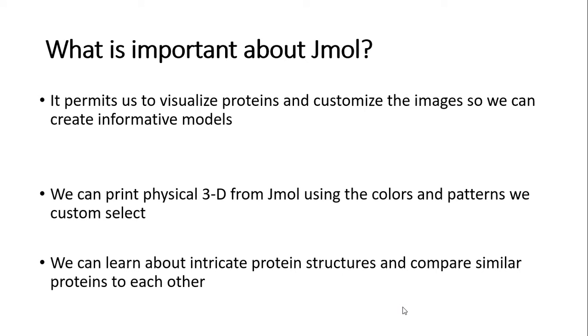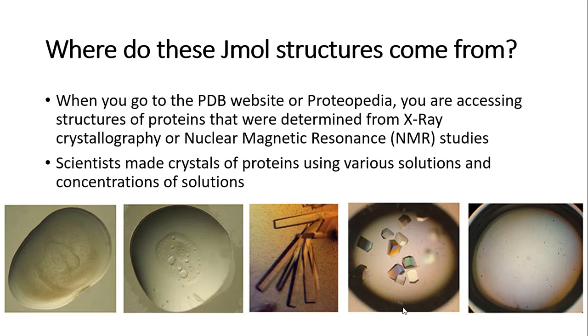And then we can actually print physical 3D models from JMol using those colors and patterns. And then we can figure out what the different structures look like. We can learn about intricacies in the proteins and compare similar proteins to each other. Okay, so that's the whole purpose of JMol. And it's one of many programs that can be used to visualize what a protein looks like. Okay, so where do these structures come from?